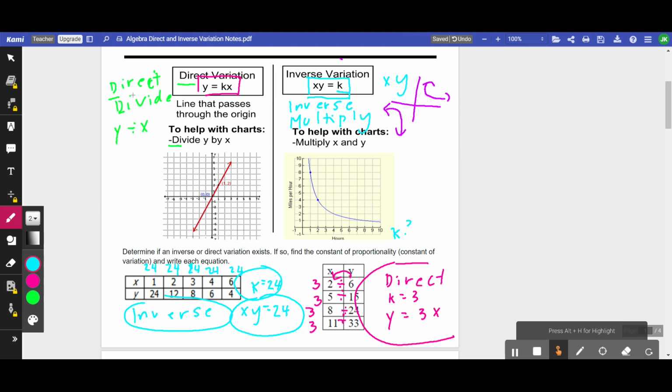And just make sure you know these little shortcuts, direct divide and inverse multiply, help you with a set of points or table. They don't help you with your equations. Because if you look here, this is still multiplying, and this is also multiplying. So this is mainly just a shortcut way to help you with the tables, but it won't help you with the equations. You'll have to see which it is, or which you can rewrite to look like the form.